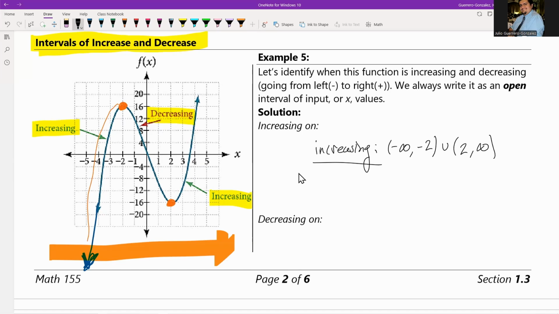Decreasing. Hopefully you guys see the answer for this one. -2 to 2. Boom. Okay. From left to right, from -2 to 2, your y values are dropping. Done. Cool. All right.